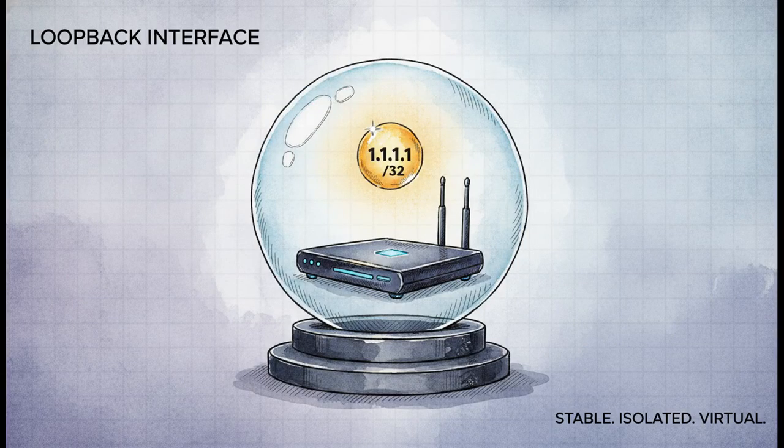Setting it up is honestly just as simple as configuring our physical WAN link. You type interface loopback 0, assign an IP, and issue that no shutdown command. But take a look at the subnet mask we're using here. 255.255.255.255. That's a /32 subnet mask. It represents a single, isolated, and highly stable IP address used specifically to identify this exact piece of equipment.